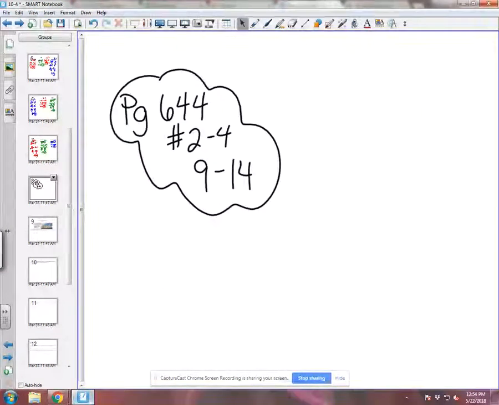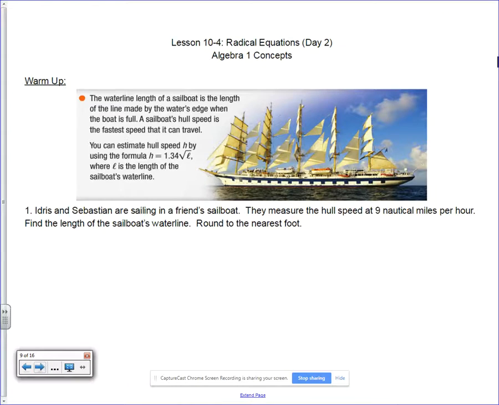All right, so no homework questions. Last day of notes, and we'll be doing more radical equations, okay? So let's do a little bit of an application problem here.